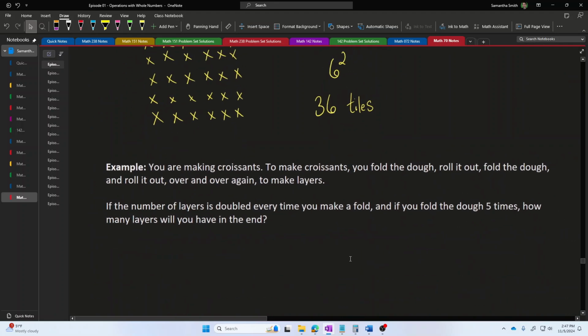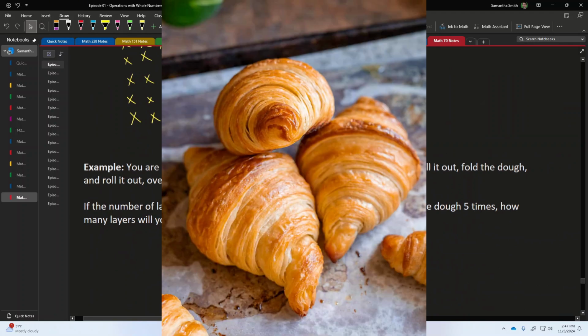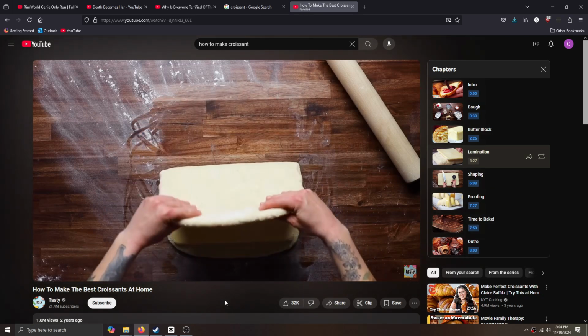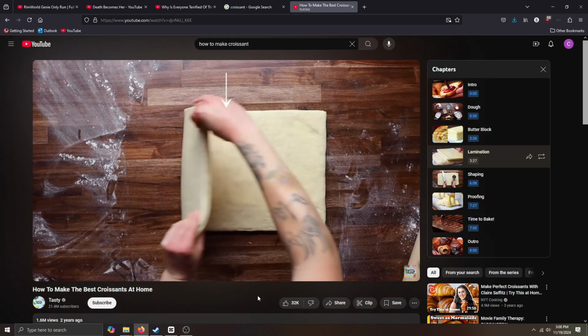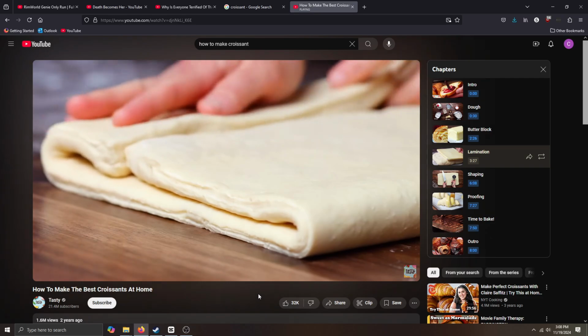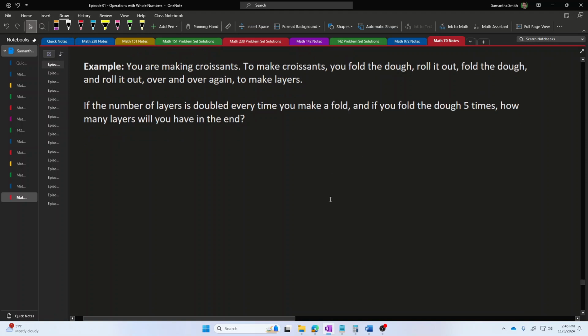For another example, if you've ever had that special kind of really buttery bread called a croissant, to make a croissant, you put a ton of butter on your bread dough, and then you just fold it and roll it out, and you fold it and roll it out. Editing Sam, please play a video clip to show the audience what I'm talking about. Now, every time I fold the dough, let us suppose that the number of layers of dough is doubled. So if I fold the dough 5 times, how many layers will I have in the end?